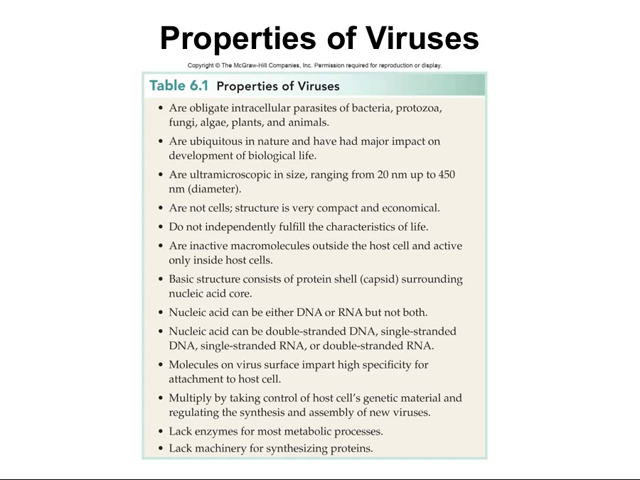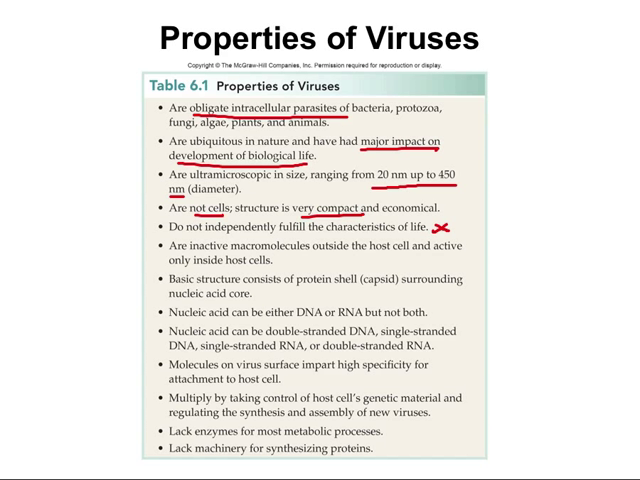This table summarizes some of the properties of viruses that we're interested in. I'll highlight a few here. First, they're obligate intracellular parasites. They've had a major impact on the development of biological life in the sense of their impact on evolution. They're tiny, ranging from 20 nanometers to 400 nanometers in diameter. They are not cells and have a very compact, economical structure. Independently, they don't fulfill the characteristics of life, so we consider them as non-living microbes.